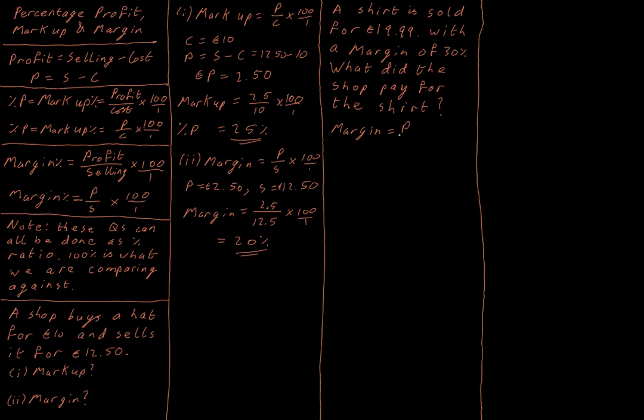So I know that's the profit divided by the selling price multiplied by 100 over 1. Sorry, that's 30%, I should say. So my percentage margin is given to me by this formula, and in this question I'm told that it is 30%. And I'm also told that I sold the thing for $19.99.